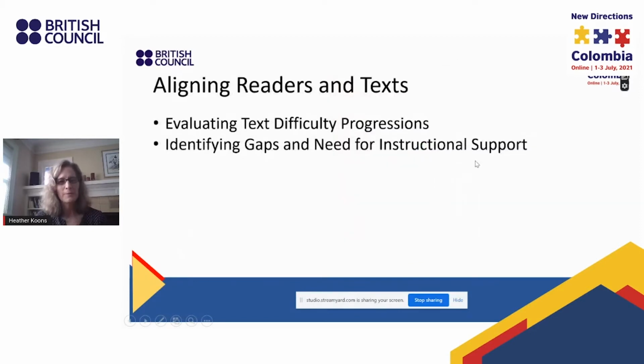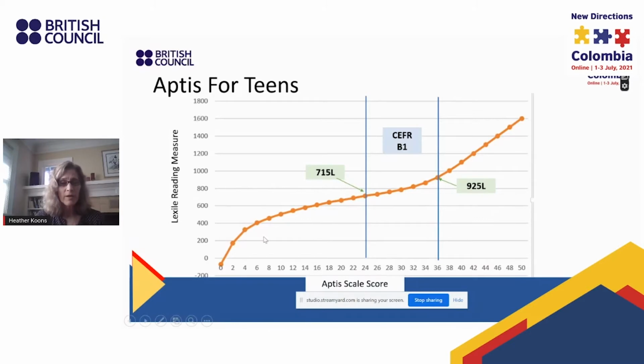There really is a lot. So one thing you can do is evaluate the text difficulty of the materials that you're using in your classroom. If you have a national curriculum, you can examine the difficulty progressions of that. And then you can also identify gaps and the need for instructional support. That can be with textbooks, with a curriculum, or with just individual novels that you're teaching.